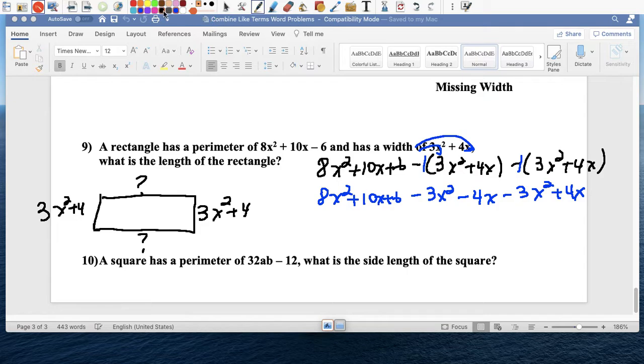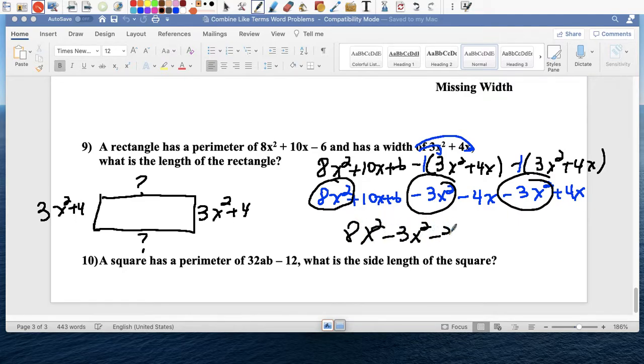Combine like terms. This guy with this guy and this guy. So 8x squared minus 3x squared minus 3x squared. The x's, we got plus 10x minus 4x and minus 4x, and this should be minus, by the way. And then plus 6, because that's this little number here all by itself.